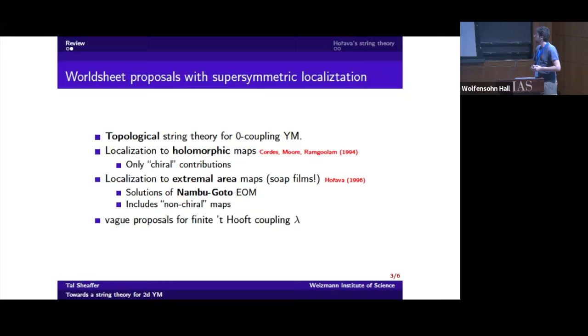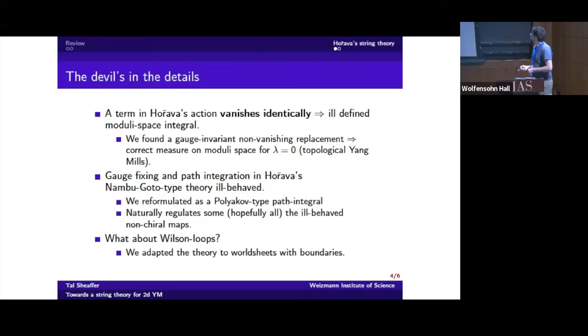Now, both of them mostly worked at zero coupling Yang-Mills, a topological theory, and gave some vague proposals for how to extend it. So does Horava's theory really work? We wanted to compute things with it and to proceed to more complex theories, but we saw there's a few problems. One thing is a term in Horava's action actually turns out to be zero when you look at it. So the moduli space integral is ill-defined, but we found some replacement for it.